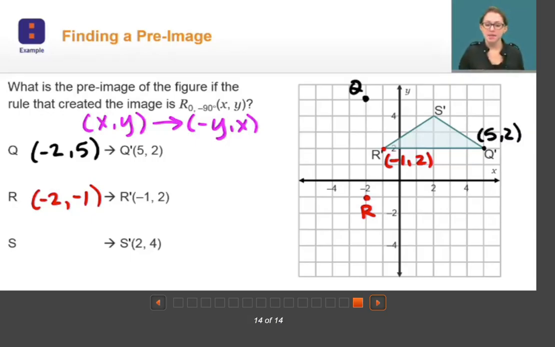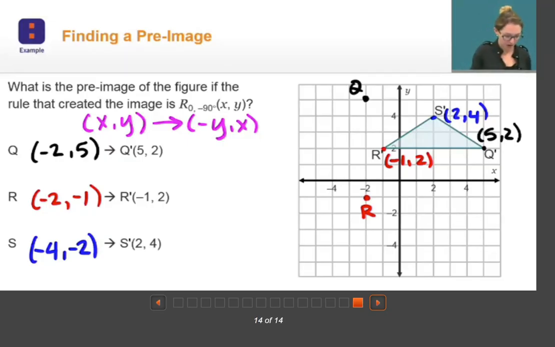And if S prime is at (2, 4), then we can use the rule to map S to (-4, 2). Okay, so (-4, 2). And then we plot S. Remember, you could also draw angles of 90 degrees for each of the vertices if you forget the rule. Now we can connect vertices to create the triangle.